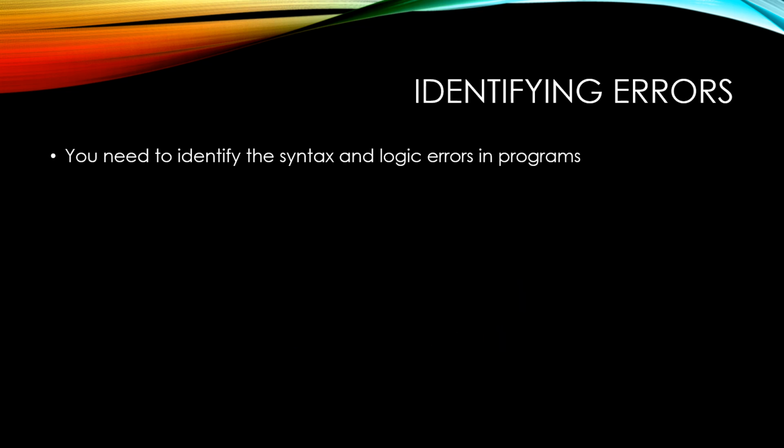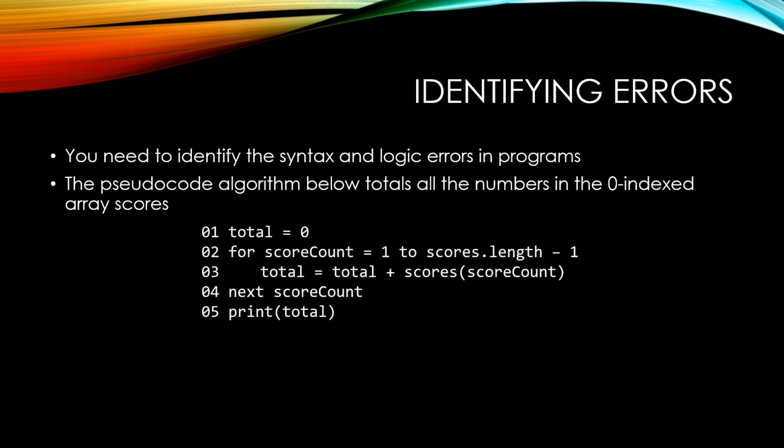You need to be able to identify the syntax and logic errors in programs. The pseudocode algorithm below totals all the numbers in the zero-indexed array called scores. If we have a look at this pseudocode, you should be able to spot two errors in it. Firstly, we have a logic error on line 2. It should start at 0 and not 1 because we've said it's a zero-indexed array. If we start at 1, we won't be counting the first score.